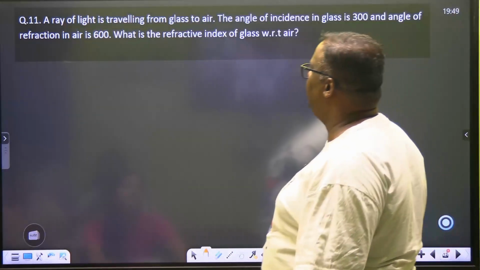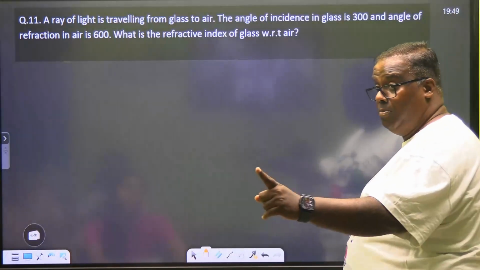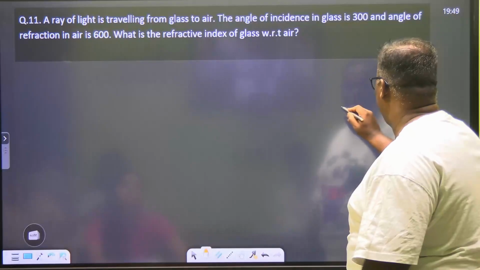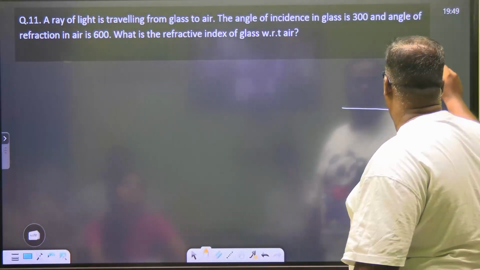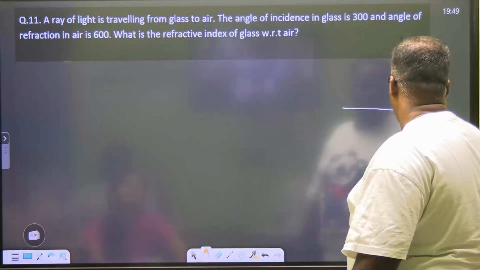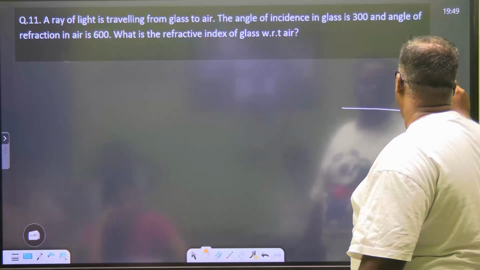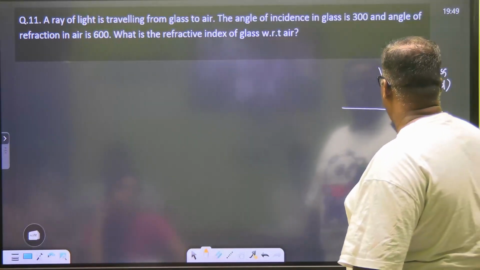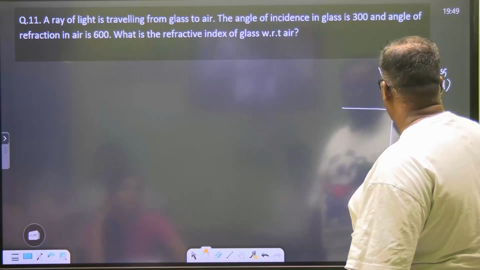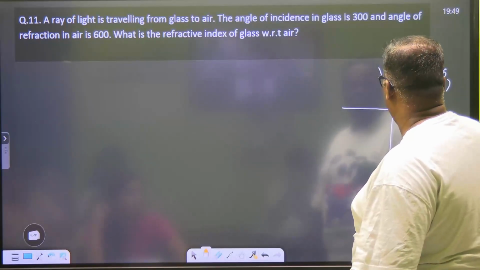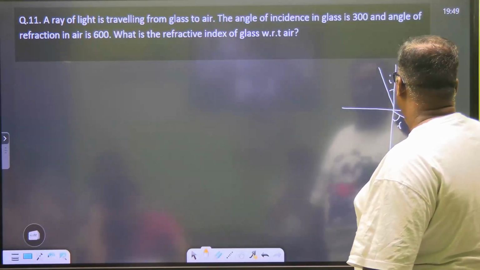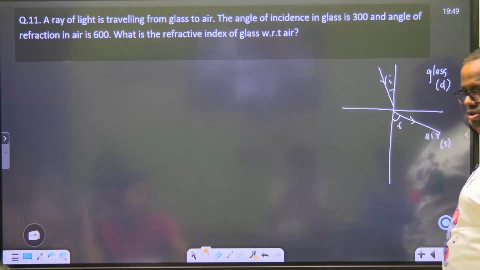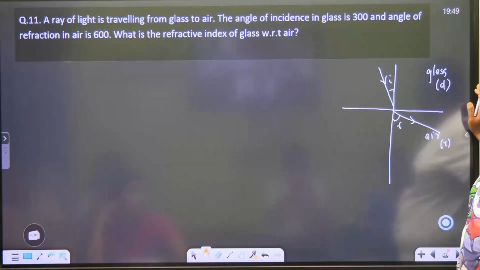A ray of light is traveling from glass to air, mind you. The ray of light is traveling from glass and it is traveling to air. That means it is coming from denser to rarer. Our diagram would be something like this and it will run away like this. So this would be our I and this would be our R. Are you able to construct this diagram in your mind?